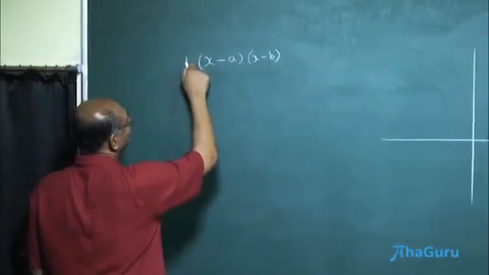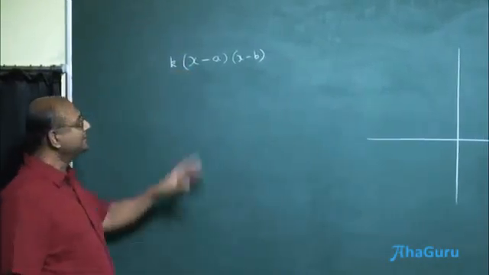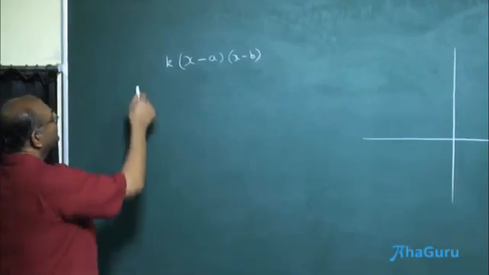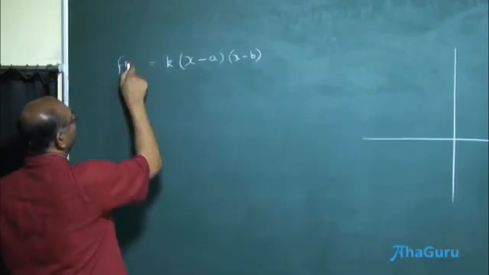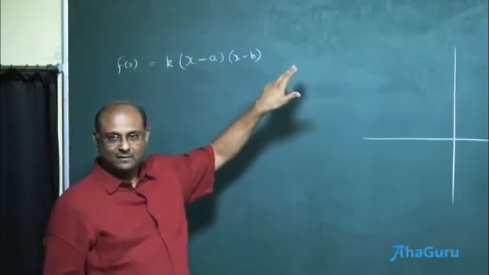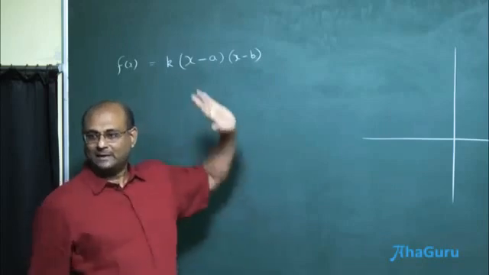So I can do k times (x minus a) into (x minus b), right? Now, so this is my function. As long as I know the function has roots a and b, then I can write the polynomial expression like this.